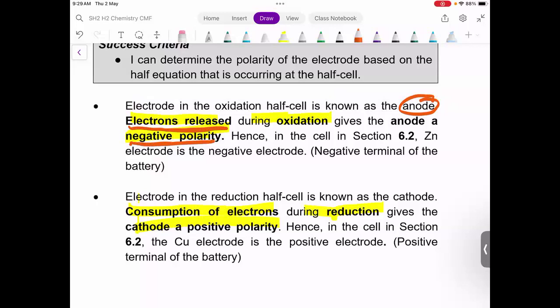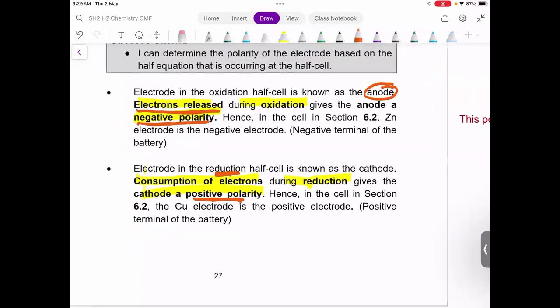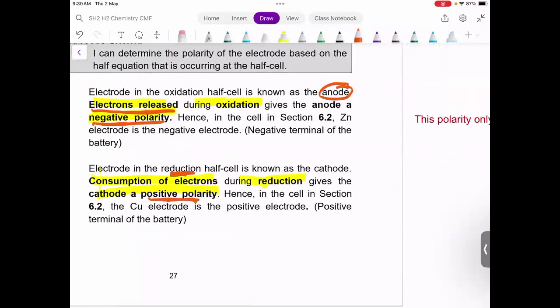Okay, so on the other hand, if you have a cathode where reduction takes place, then this will be a positive polarity because it will want to attract electrons. Since it's able to attract electrons, it must carry a positive polarity. All right, so opposite charge attracts. Okay, so please take note, this polarity over here is only applicable to electrochemical cell.